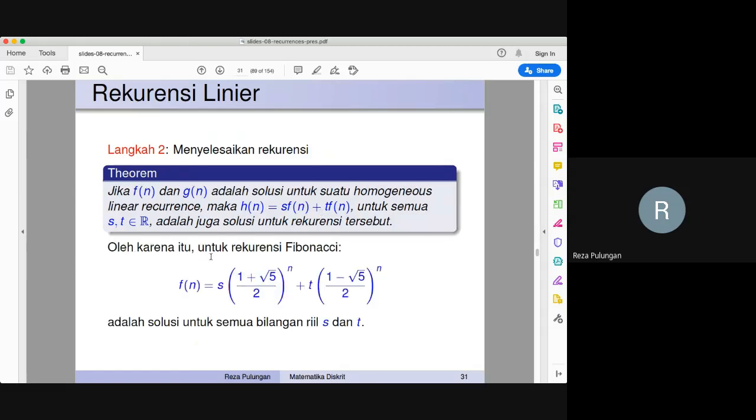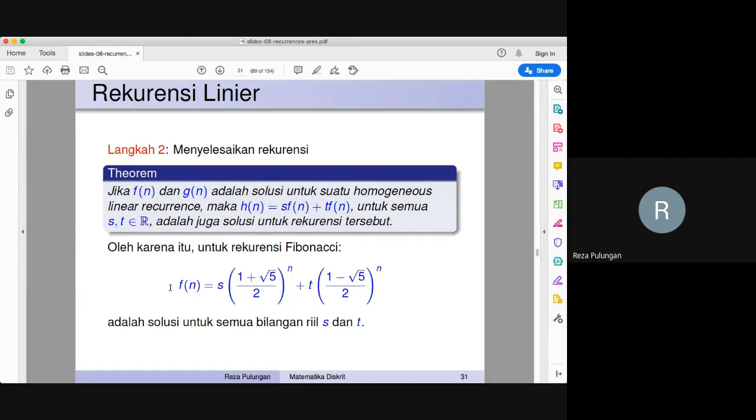So that means that the solution is like this one. fn is equal to S multiplied by the first solution, ((1 plus the square root of 5) divided by 2) to the power of n, plus T multiplied by ((1 minus the square root of 5) divided by 2) to the power of n. But we don't know what S and T are. S basically can be any real number. T can be any real number.